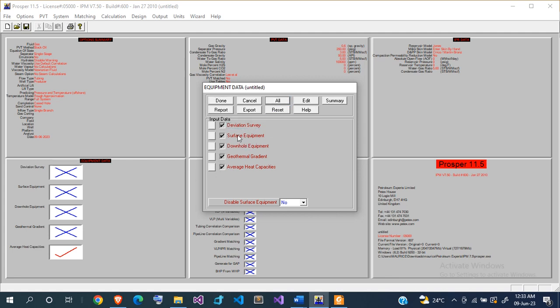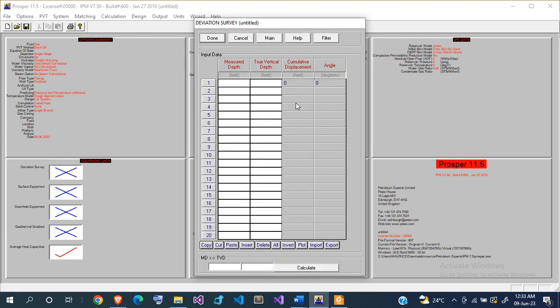So I'll select all but unselect the surface equipment. The reason is I'm not modeling surface equipment. If I want to do surface equipment, I'll do that using GAP. So for this tutorial, we're just looking at the well, so we're modeling everything else except for the surface equipment.